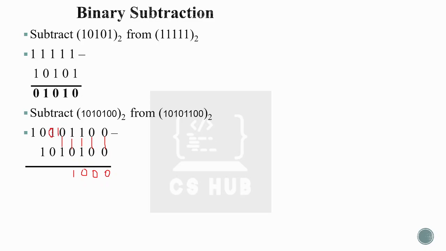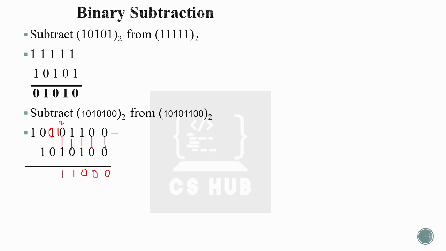And the 0 becomes 10. 10 means 2 in binary, right? 10 means 2 in binary. So this 2 is subtracted. This 1 is subtracted from this 2. So we get 1 as answer, right?